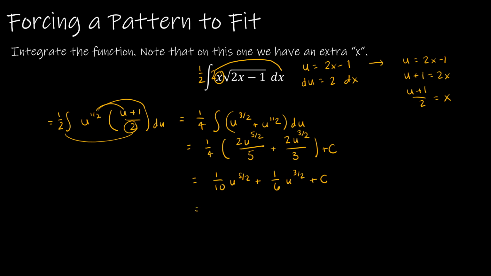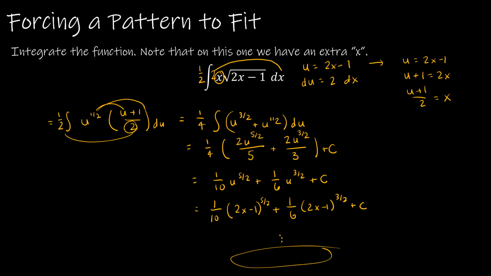Now, you could do more cleanup here. So I could worry about what could I take out of 1/10 and 1/6. So I could take out a 1/2. I could worry about how many u's can I take out. But just for the sake of time and clarity, I'm just going to replace u with 2x minus 1. This is to the 5/2. And 1/6 2x minus 1 to the 3/2 plus c. And then keep in mind, yes, I could do a little bit more cleanup to make it a little bit of a more simplified answer.